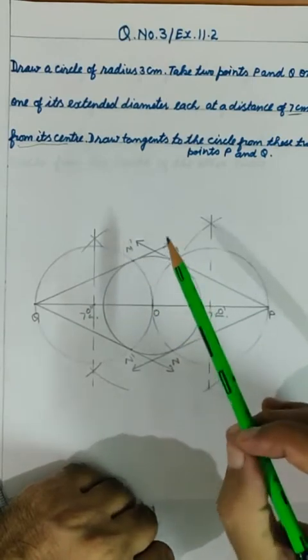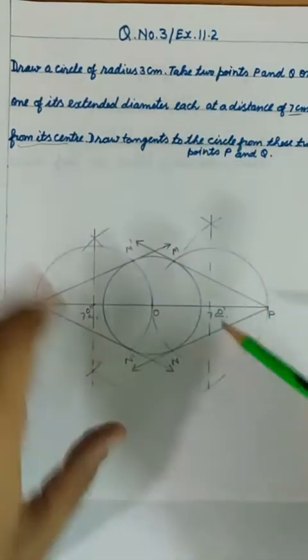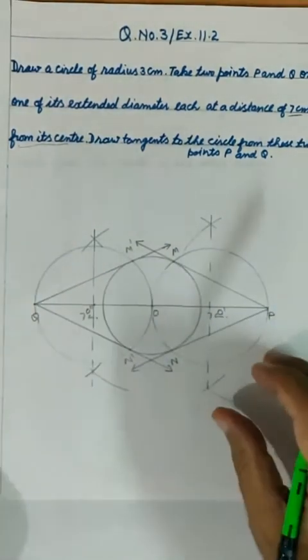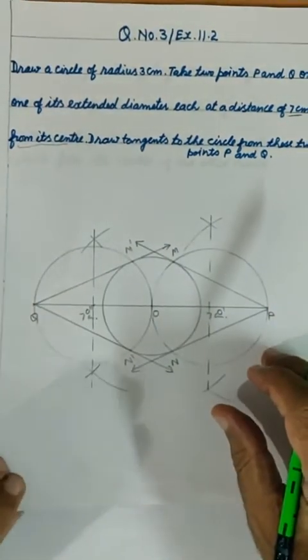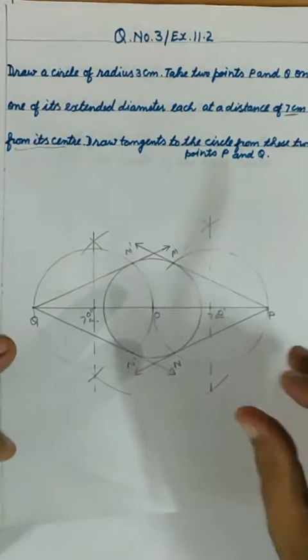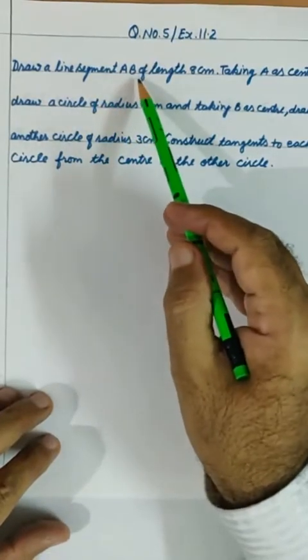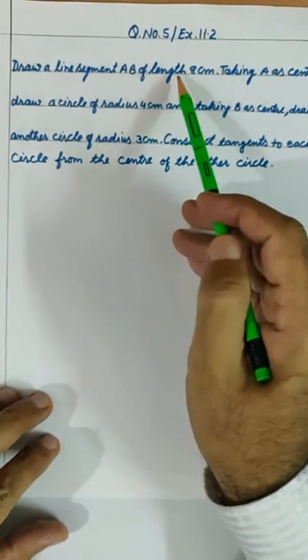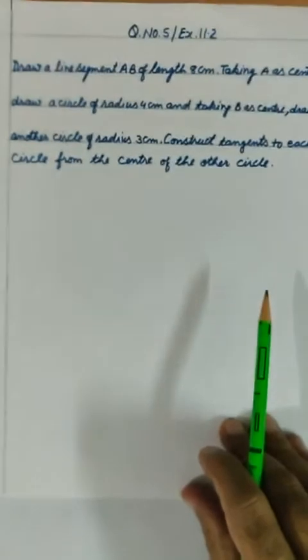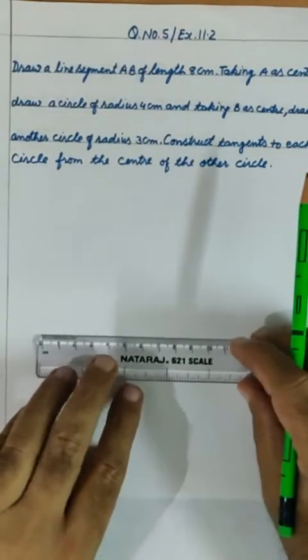I think you are able to understand this question number 3. It is very easy, the same concept as question number 1. Now question number 5 is also the same. You have to see: draw a line segment AB of length 8 centimeter. As in the question it has been told, you have to do it.